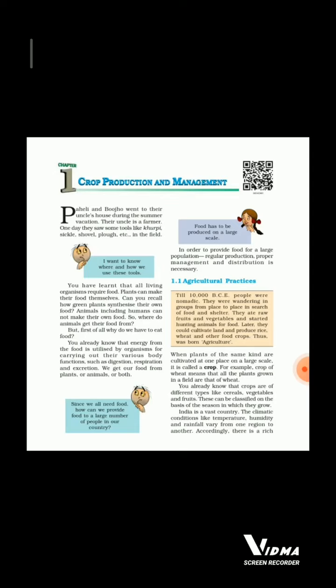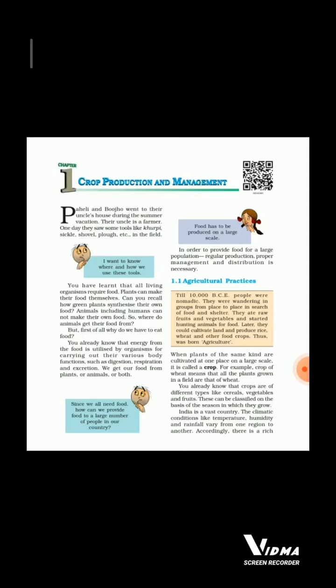Agricultural practices. Till 10,000 BCE, people were nomadic. They were wandering in groups from place to place in search of food and shelter. They ate raw fruits and vegetables and started hunting animals for food. Later they could cultivate land and produce rice, wheat and other food crops. Thus was born agriculture.